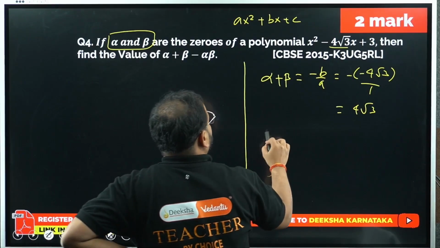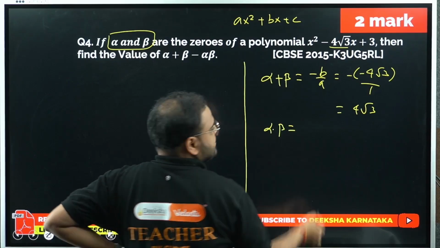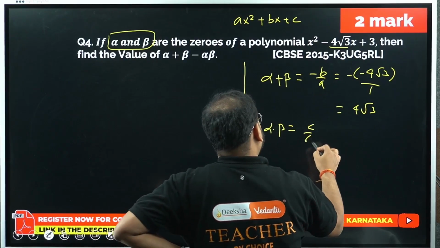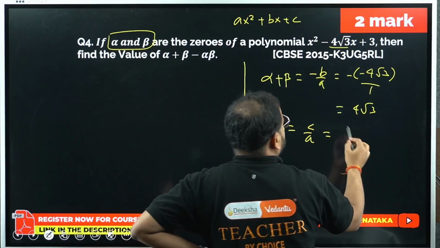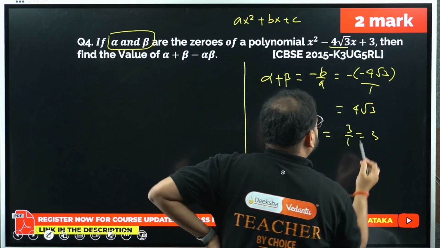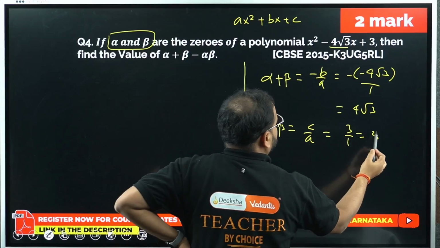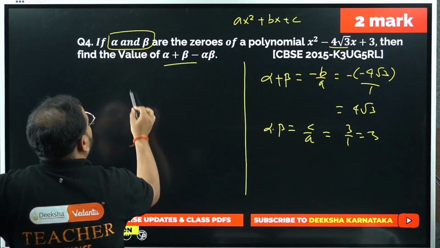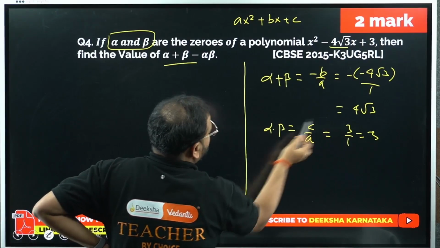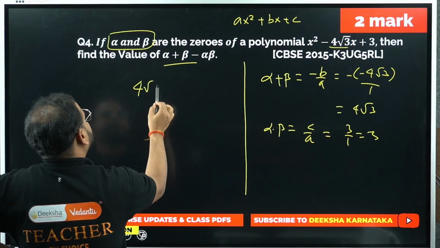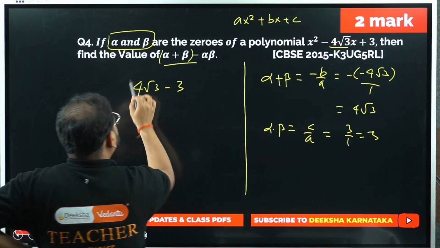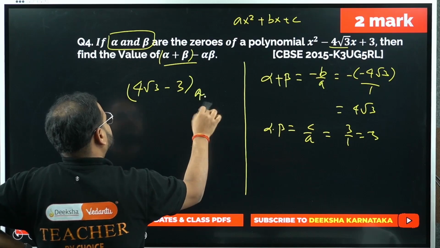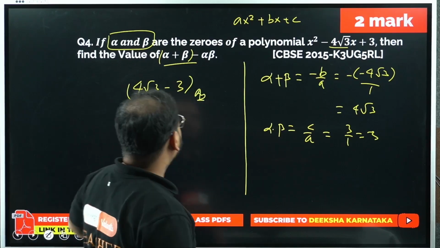Okay, product of alpha and beta, how much is that? C by a. You should know this formula, on your tongue. C by a. What is it? C is 3. Answer is 3. What are they asking? They're asking to find this condition. So sum of the roots, how much is that? 4 root 3. But the product, simply 3. This is my answer. Okay, 4 root 3 minus 3.